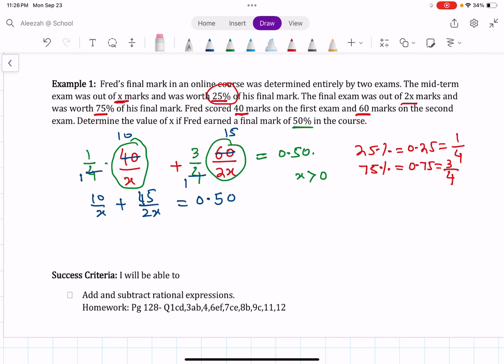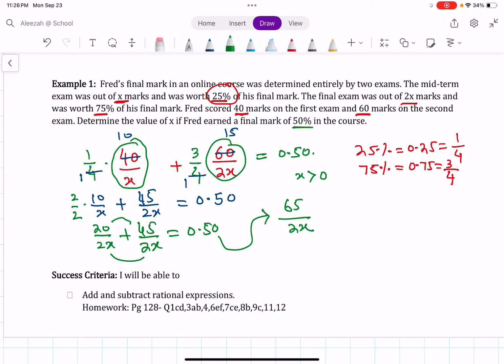Okay, and now I have to go for the common denominator, which is 2x, right? So I multiply and divide this with 2. So I got 20/2x plus 45/2x. That equals 0.50. Okay, now I have the common denominator, which is 2x, right? So I can write 2x, and I've added these two. This is 65 equals 0.50.